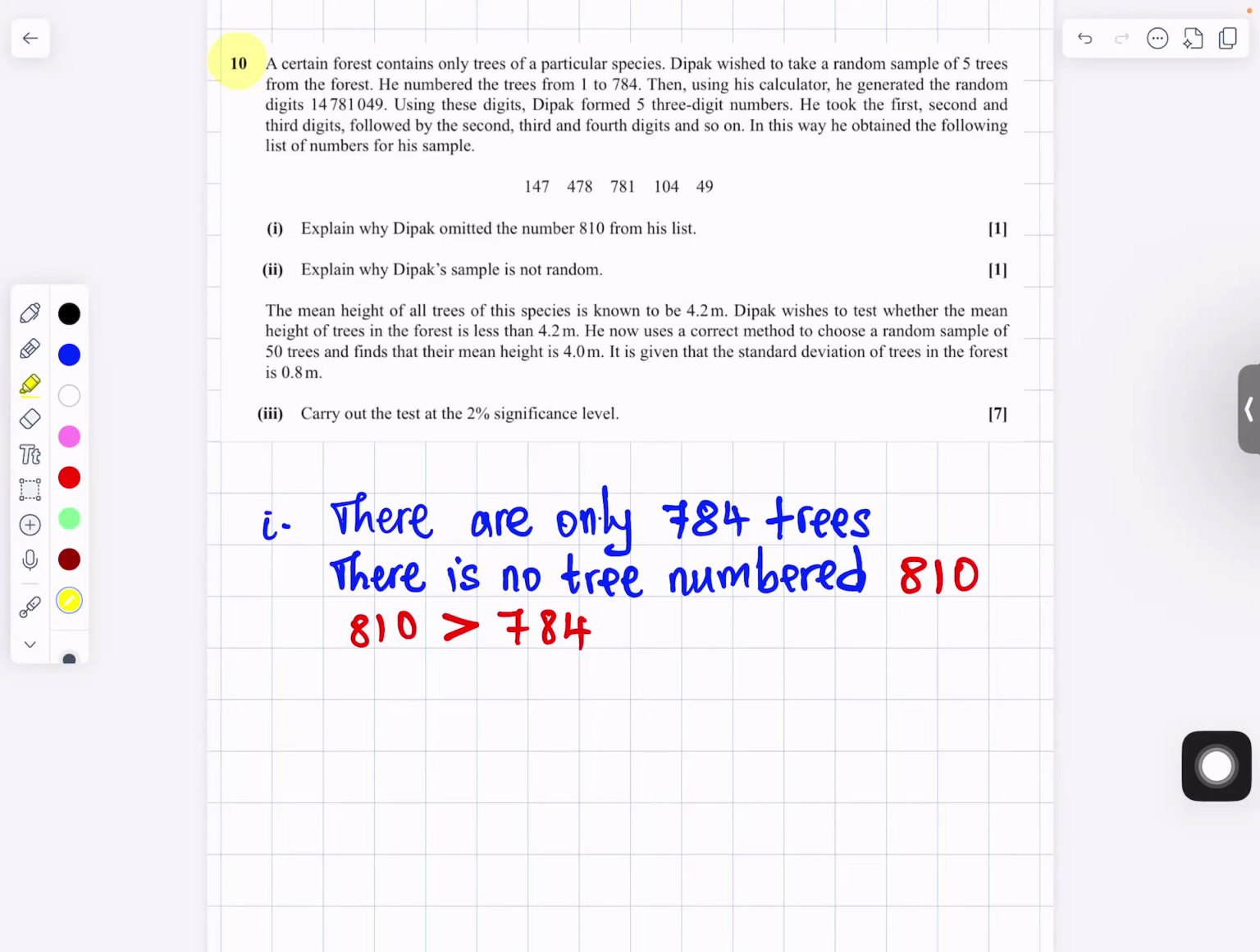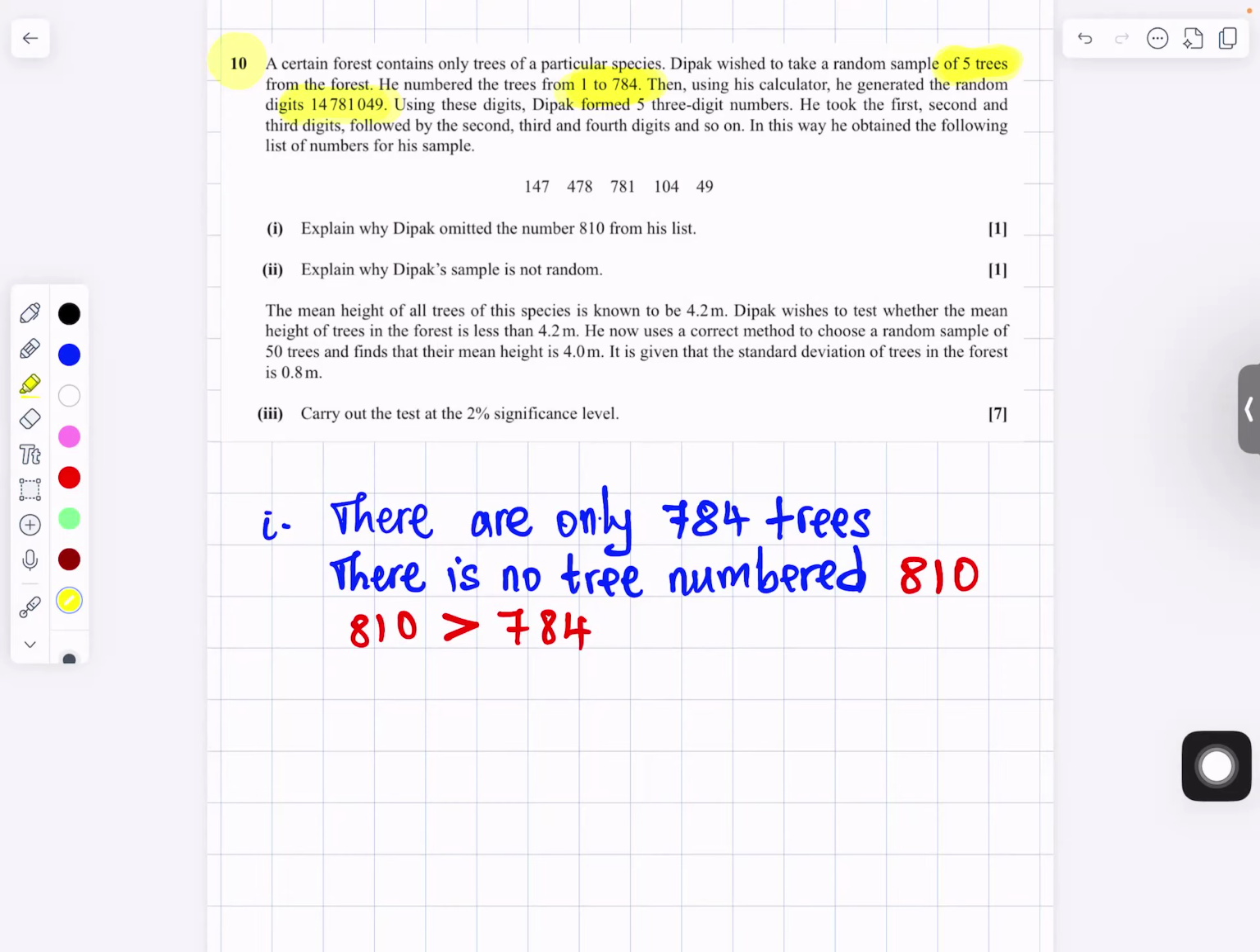A certain forest contains only trees of a particular species. Deepak wished to take a random sample of 5 trees. So I'll highlight 5 trees from the forest. He numbered the trees from 1 to 784. I'll highlight 1 to 784. Then, using a calculator, he generated random digits. Highlight the random digits.